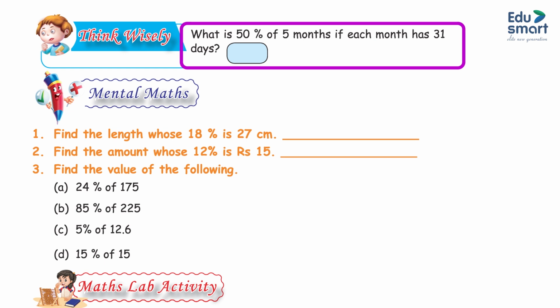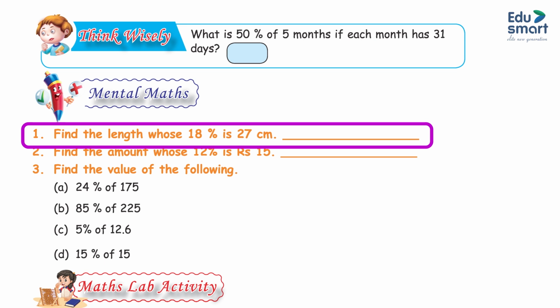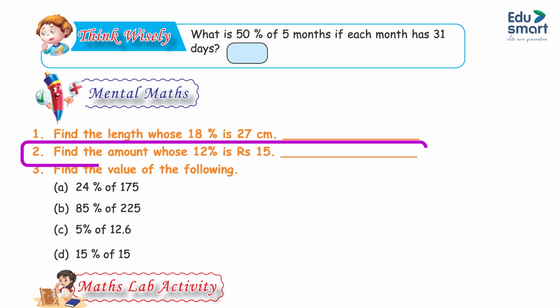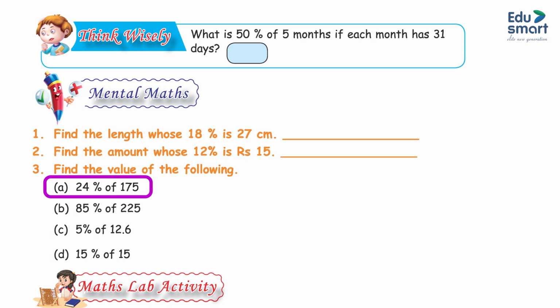Answer: 77.5. Mental math. 1. Find the length whose 18% is 27 centimeter. Answer: 4.86. 2. What is the amount whose 12% is rupees 15? Answer: 125. 3. Find the value of the following: A. 24% of 175, 42. B. 85% of 225, 191.25. C. 5% of 12.6, 0.63. D. 15% of 15.